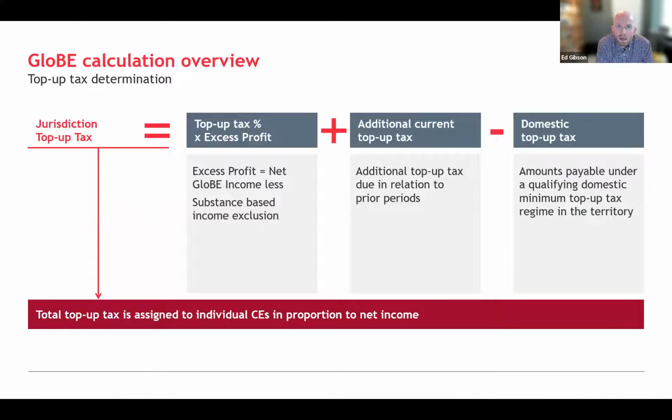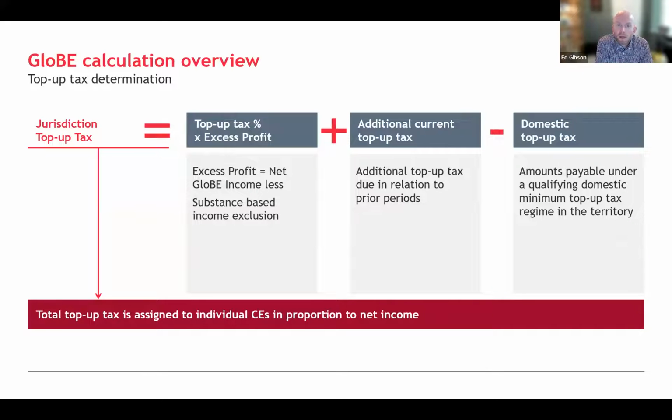So now, having established those two amounts, we can calculate the jurisdiction effective tax rate and the top-up tax percentage, which, if you remember, is the 15% less whatever the jurisdiction effective tax rate is. In order to work out the top-up tax, there are then 3 further steps. The first one is that percentage gets multiplied by the excess profit in the jurisdiction. And excess profit is the GloBE income or loss that's just been calculated at the earlier step, less a substance-based income exclusion. That is a fixed percentage return allowable in respect of staff costs and fixed assets deployed in that territory. So that effectively allows some relief for having fixed assets and staff in a territory.